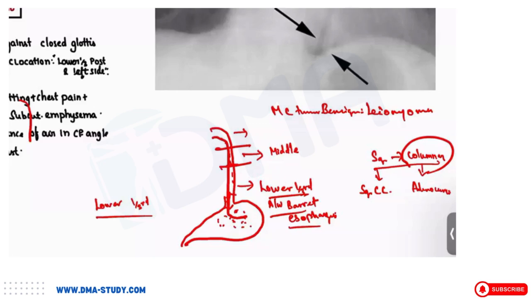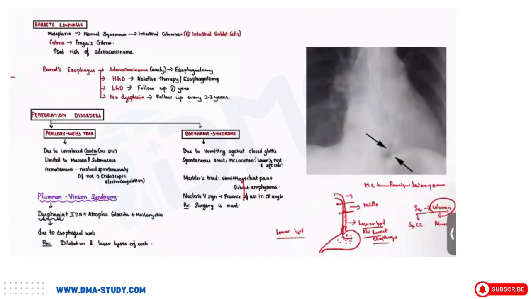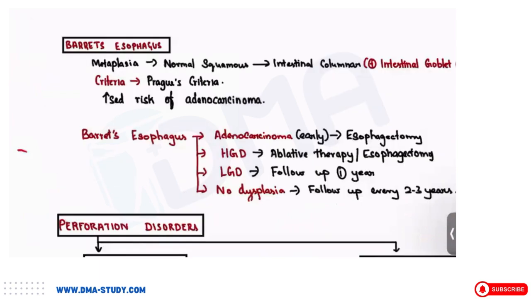So the investigation of choice in terms of tumor is endoscopic biopsy. While for Barrett esophagus, if there is adenocarcinoma progression, in those cases you will do the esophagectomy. And apart from that, dysplasia may happen, high grade and low grade. High grade dysplasia, you can do ablative therapy, and low grade, you can do follow up in 1 year. If there is no dysplasia, follow up every 2 to 3 years.